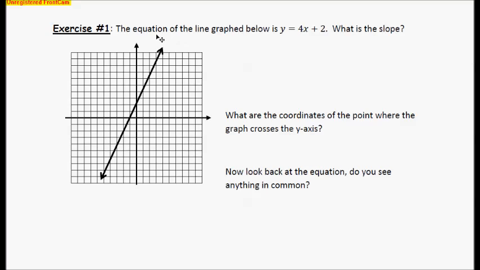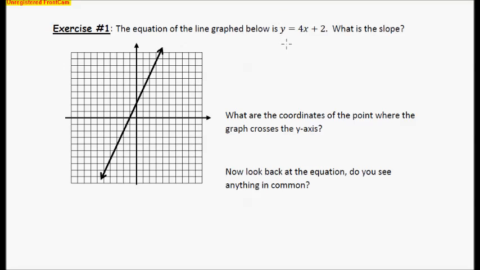Okay, today's assignment or lesson deals with y equals mx plus b and the slope of lines, and maybe something else that we'll catch along the way here. If you look at exercise number 1, it says the equation of the line graphed below is y equals 4x plus 2, and they want to know what the slope of this line is. And we've done that before.